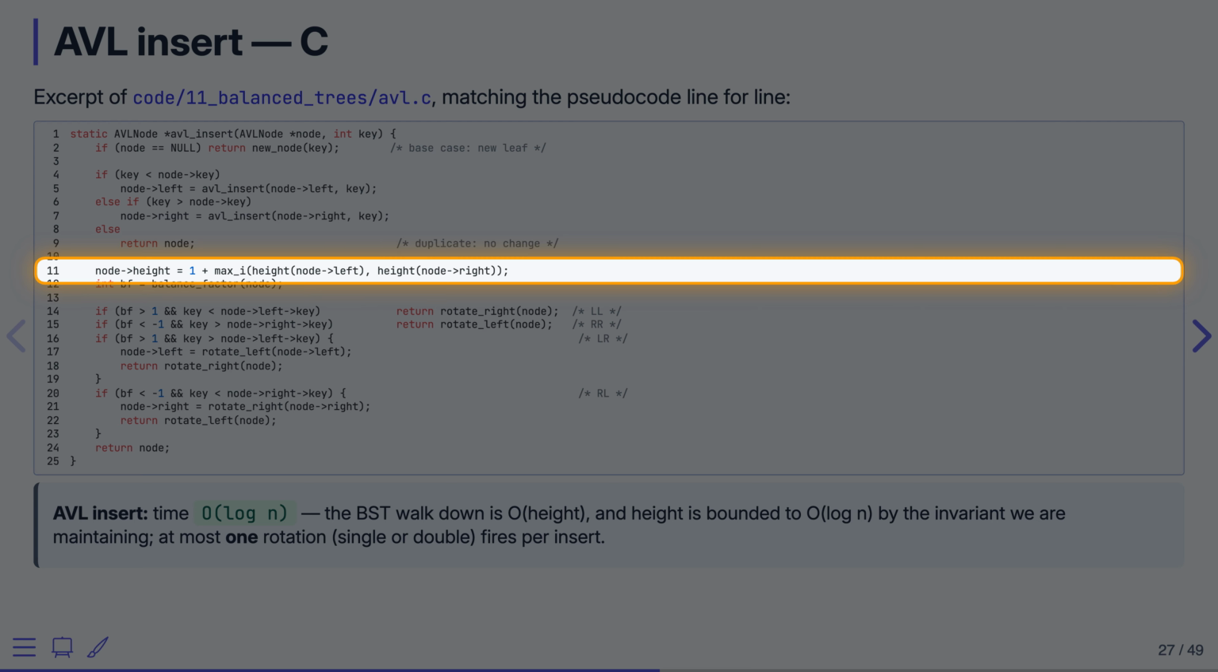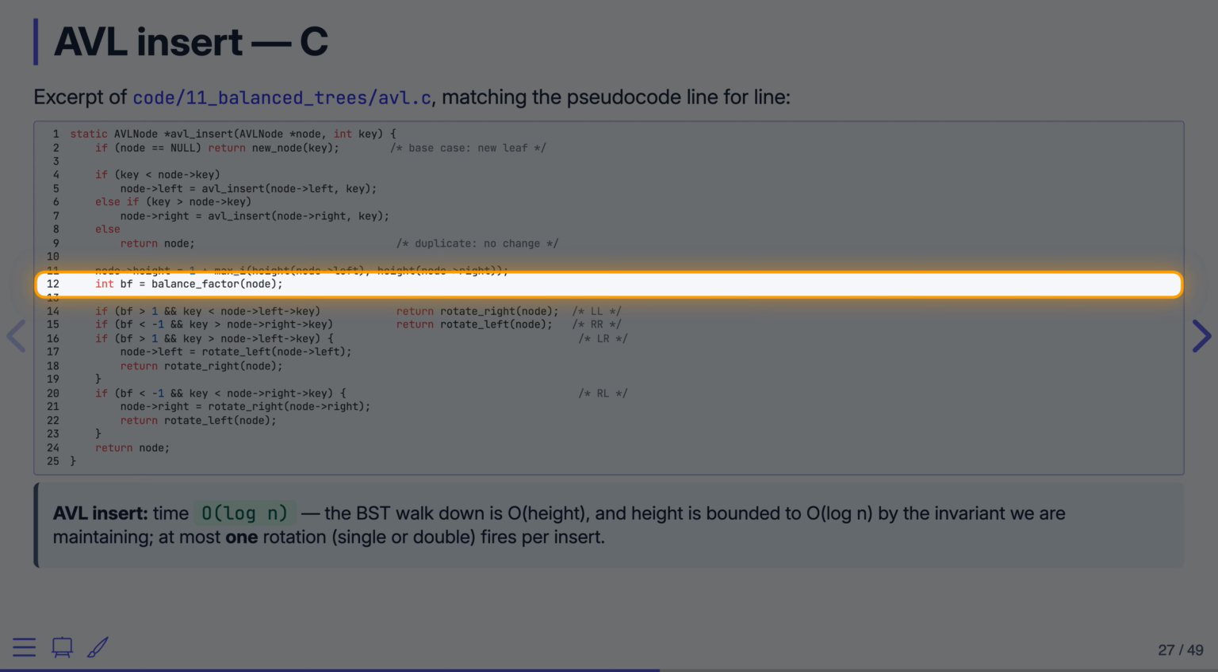After the recursion comes back, we update this node's height. It is 1 plus the taller of its 2 children's heights. Then we compute the balance factor of this node. That is the left height minus the right height.